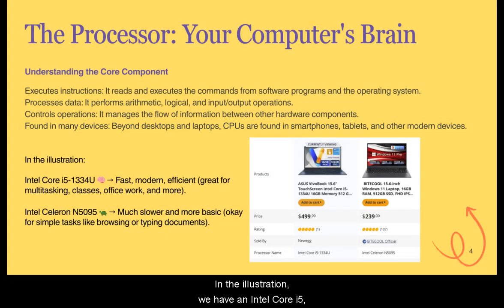In the illustration, we have an Intel Core i5, which is fast, modern, efficient, and is great for multitasking, classes, office work, and more. And then to the right, we have the Intel Celeron 95095, much slower and more basic, but is still good for simple tasks like browsing or typing documents.